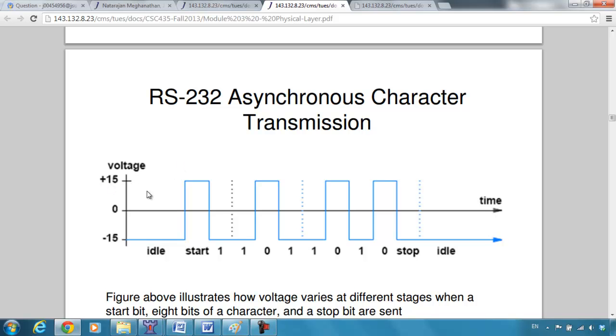So we send plus 15 volts for a particular time slot, which the sender and receiver have to agree on, and then you send a byte or whatever the unit of data that you want to send. Here's a byte, and we send one bit, 1, represented as negative 15, and another bit 1, again negative 15. You don't need to actually draw this dotted line.